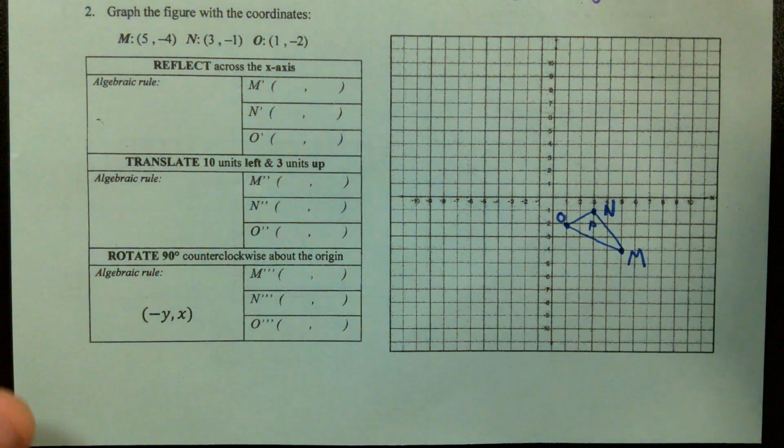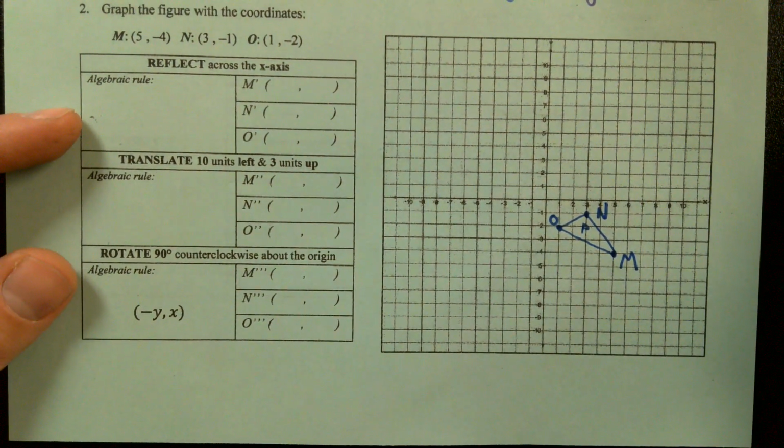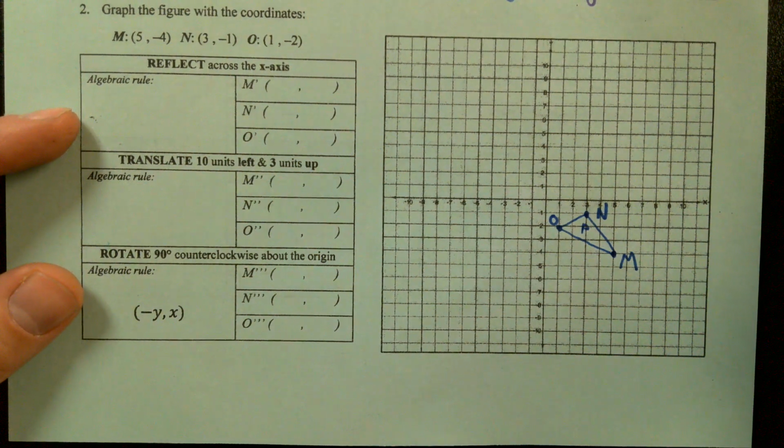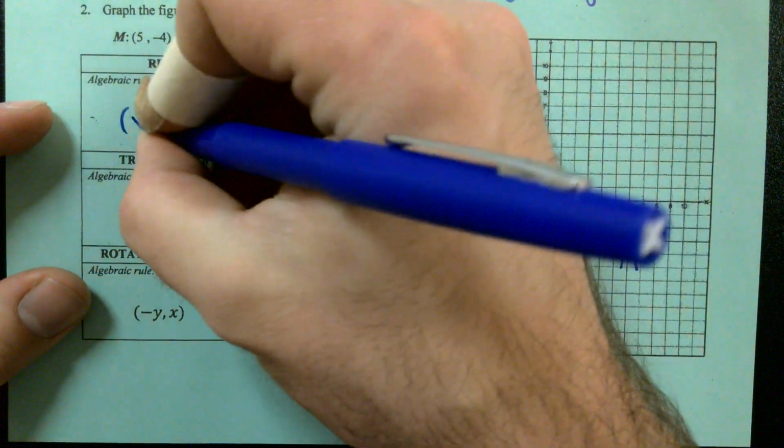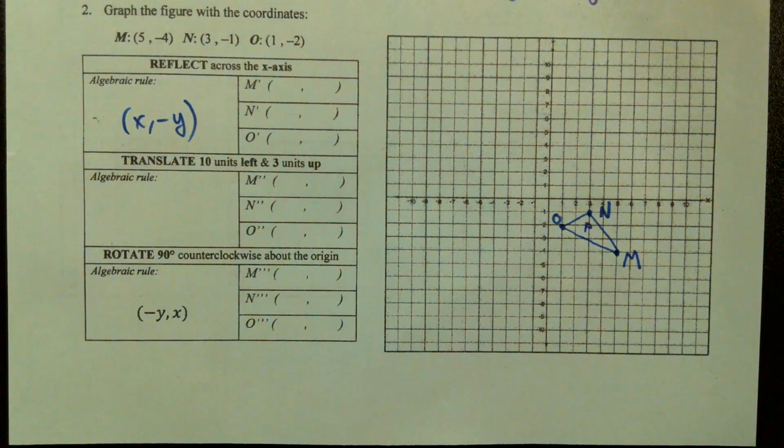We're going to start out by reflecting across the x-axis. What's the rule for reflecting on the x-axis? Anyone have it? (x, -y). Remember, with our reflection rules, there's only 2 of them. It's either one or the other.